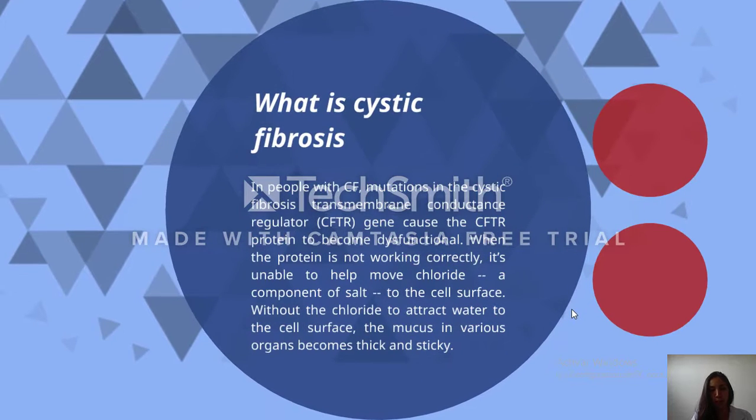Definition. What is cystic fibrosis? In people with CF, mutations in the cystic fibrosis transmembrane conductance regulator gene cause the CFTR protein to become dysfunctional. When the protein is not working correctly, it is not able to help move chloride, a compound of salt, to the cell surface. Without the chloride to attract water to the cell surface, the mucus in various organs becomes thick and sticky.